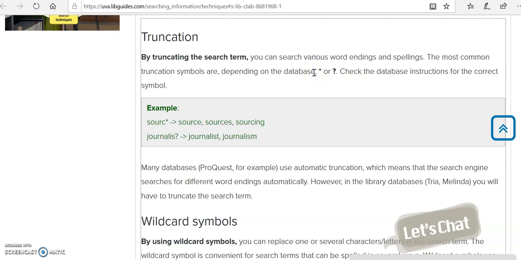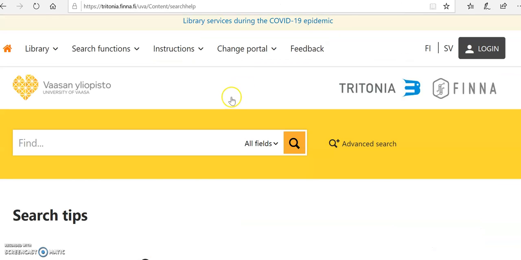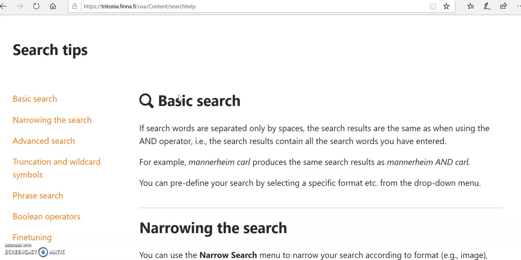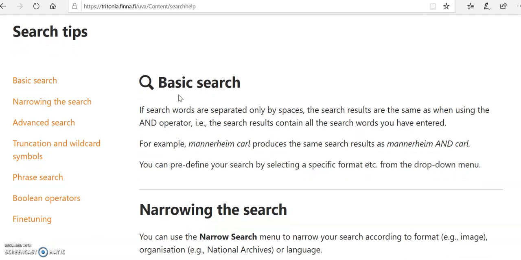More information about search techniques can be found from the Moodle page of this course. There's a link to this material. And also from University of Vaasa under instructions, you can see here some search tips that you can look at.